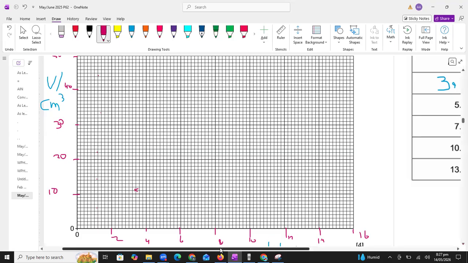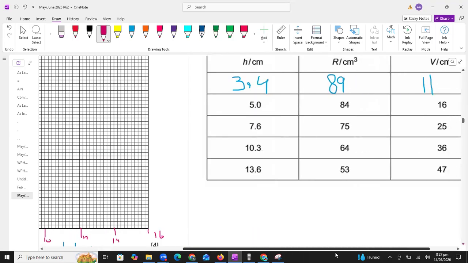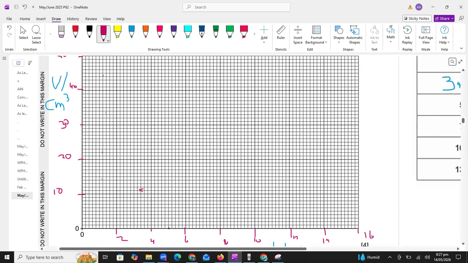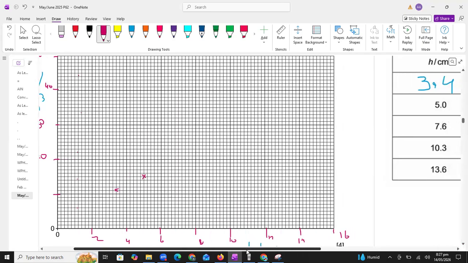All right, so now the next reading is 5 centimeter height and 16 centimeter cube. So 5 centimeter will lie here, students. My eyesight is not that strong, so it is difficult for me to plot. 16: 1, 2, 3, 4, 5, 6. 6 boxes. 1, 2, 3, 4, 5. All right, so 5 centimeter, 16 centimeter cube. I hope I have drawn it correctly.